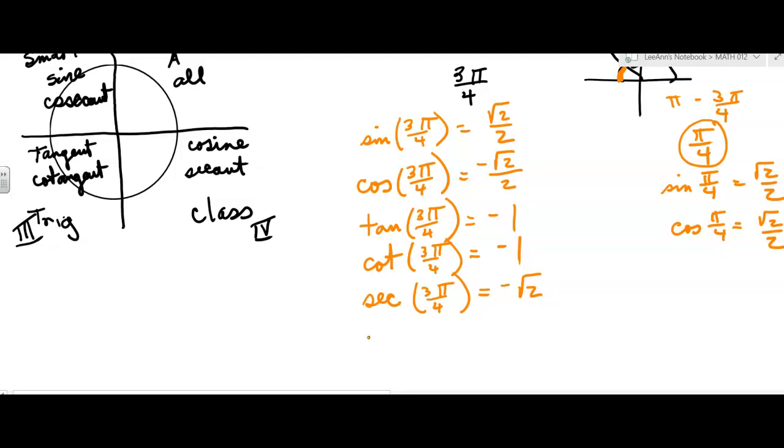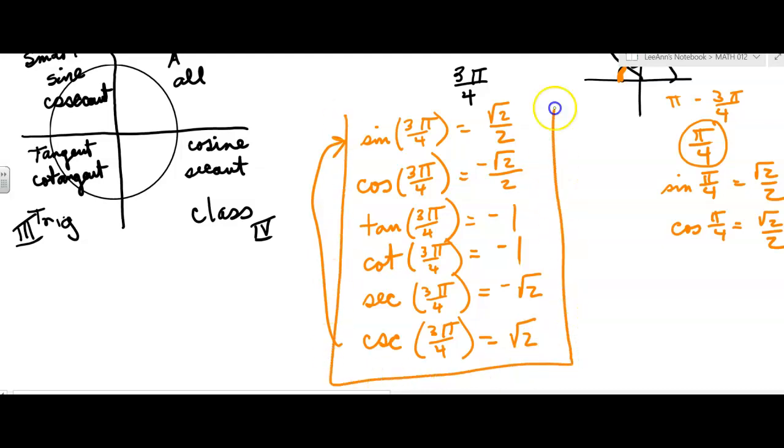And then finally I can do the cosecant of 3 pi over 4, which is going to be the reciprocal of sine. So it's going to be the square root of 2. Is it positive or is it negative? It's positive because it's in the second quadrant, and because the reciprocal of sine is going to be positive in this case. Okay, so that's an example of where we're headed.